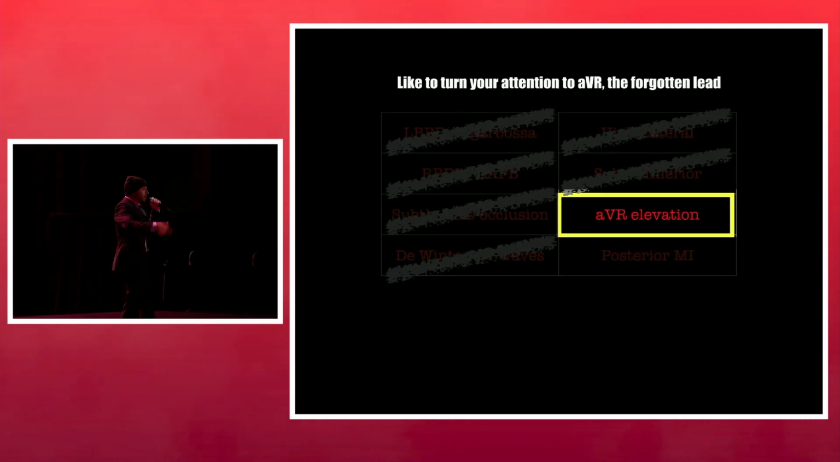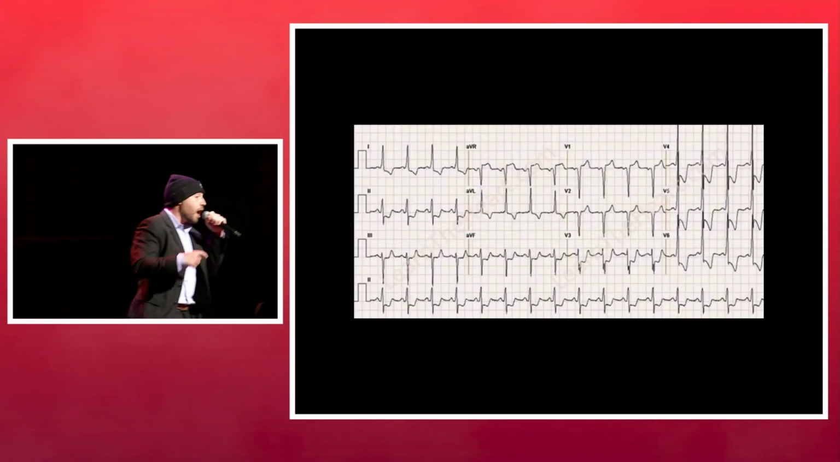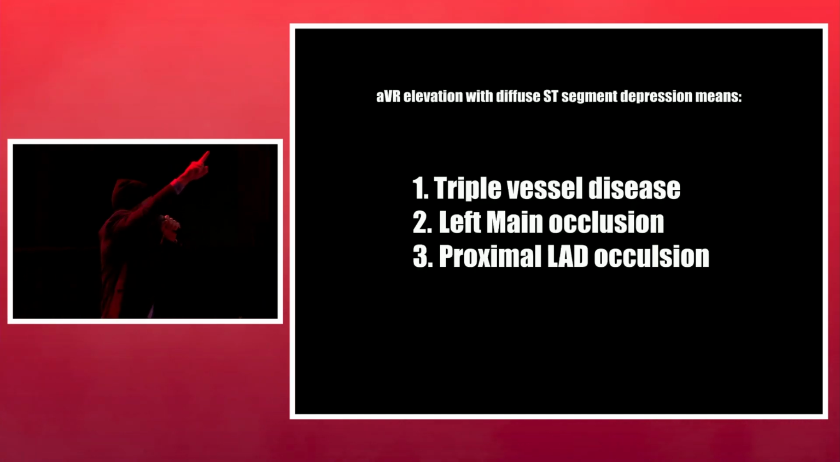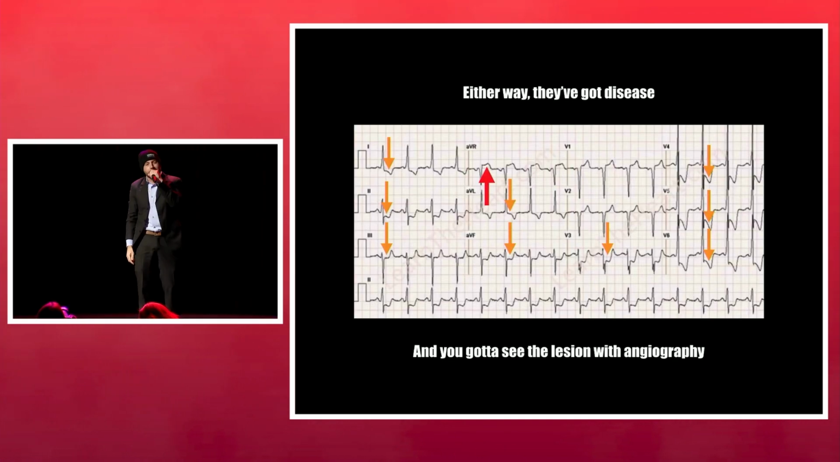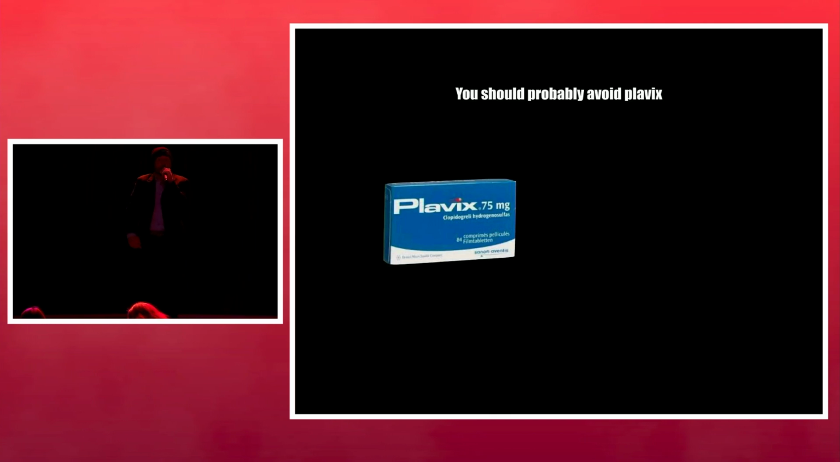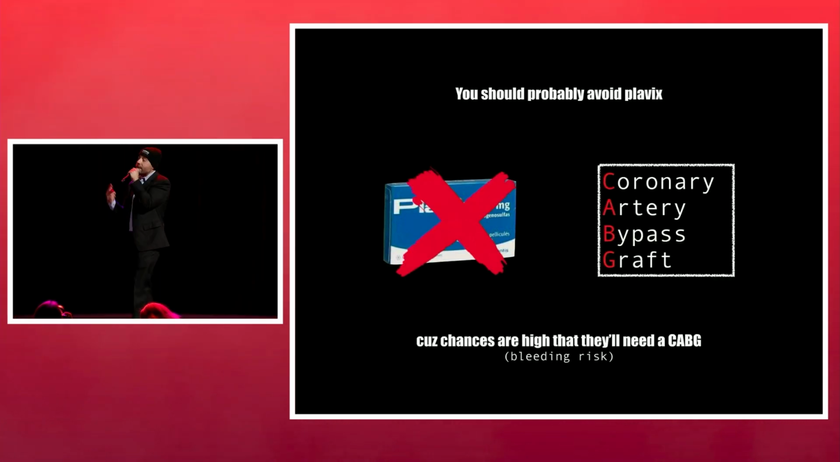I'd like to turn your attention to aVR, the forgotten lead. If you see ST elevation there, but otherwise depression in lots of leads, it means blockages in three vessels, or possibly a left main or proximal LAD. Either way, man, they got disease, and you got to see the lesion with angiography. And you should probably avoid Plavix. The chances are high that they'll need a CABG.